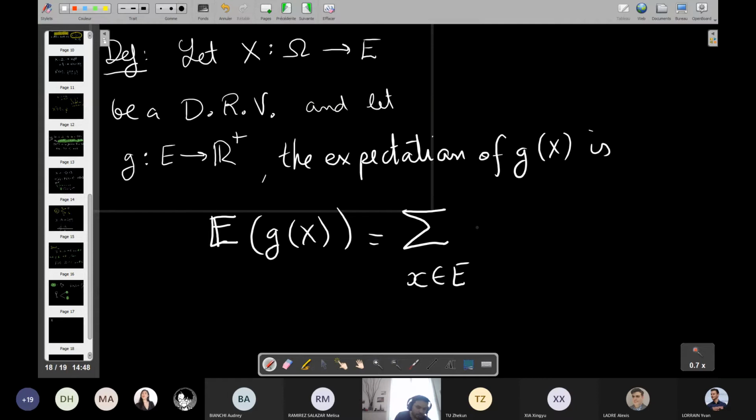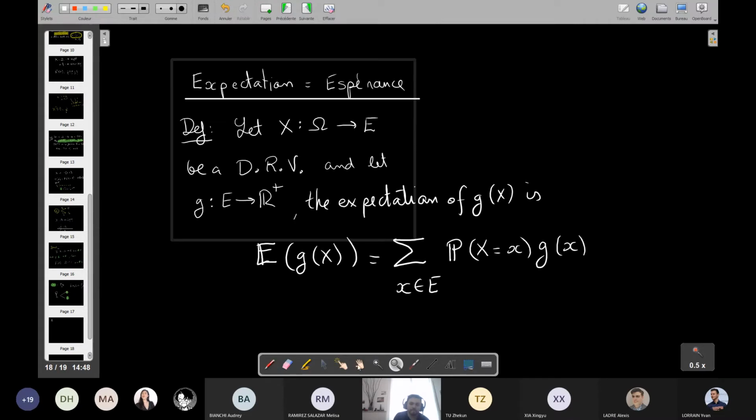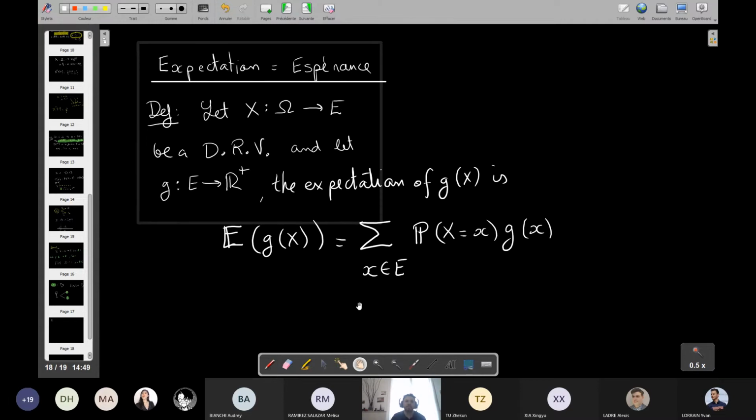of the probability that X takes the value x, times g of x. That's the expectation of the random variable g. It's a discrete sum over the values of this random variable X.